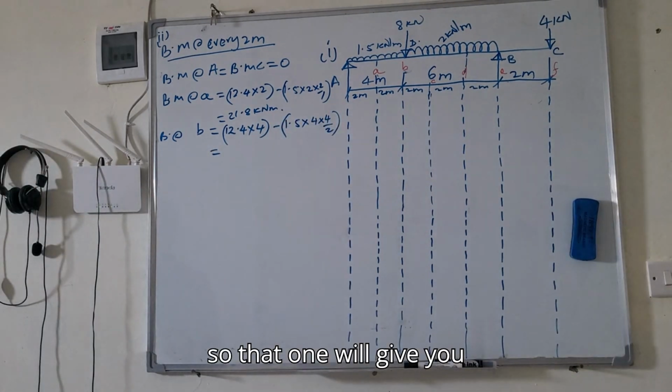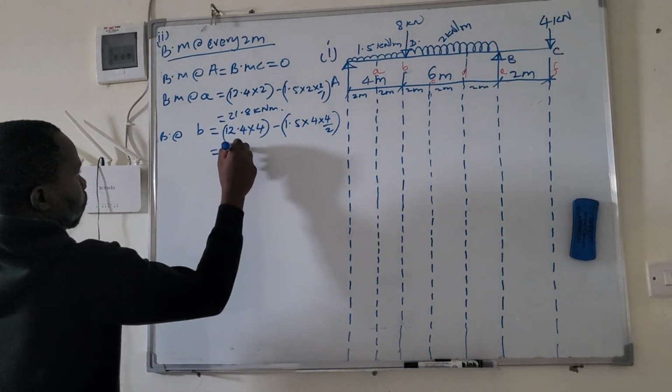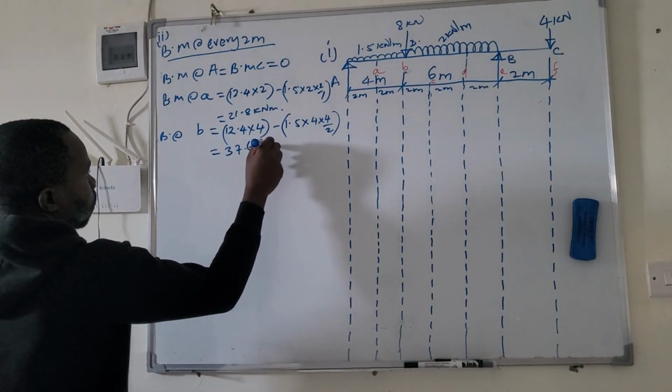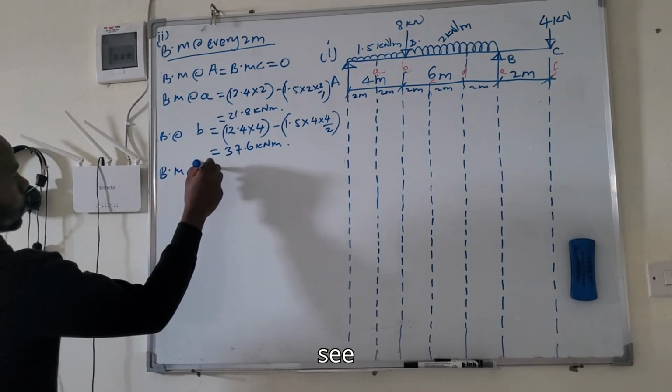So that one will give you, take your calculator and punch and give me your answer. So we have 37.6. Bending moment at C.